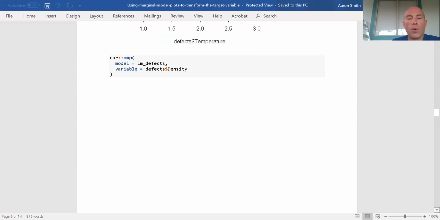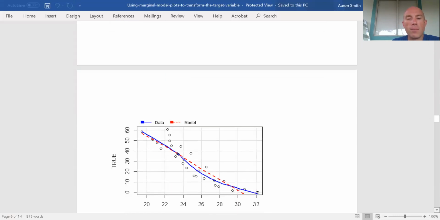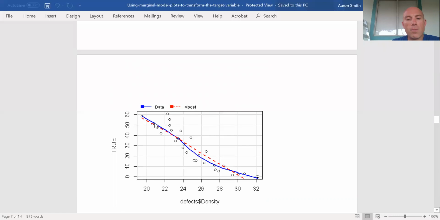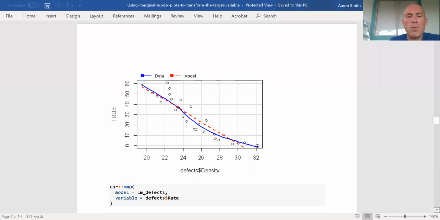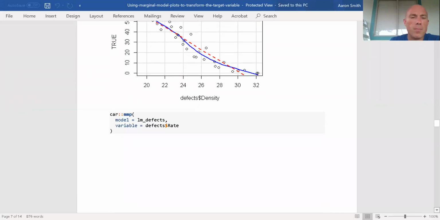All right, let's do this for density. And they're pretty tight here, pretty tight, then it deviates, and then it goes over here. So I'm looking at this, and yeah, I'm thinking my linear model may not be the best one to go with.